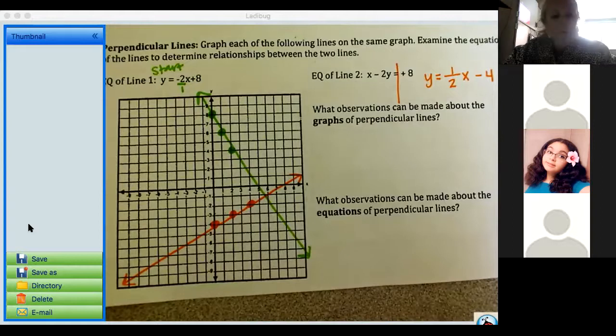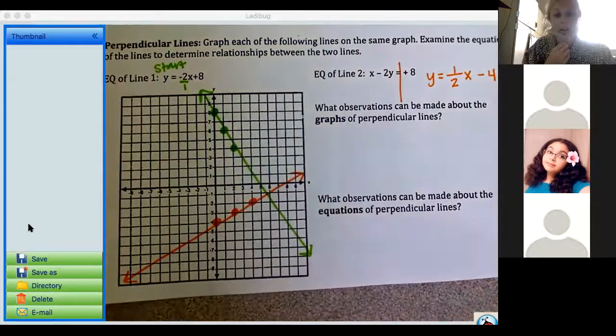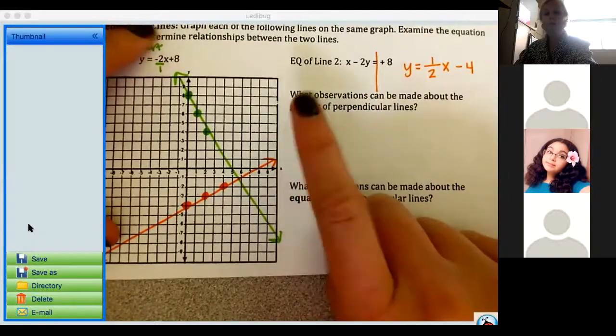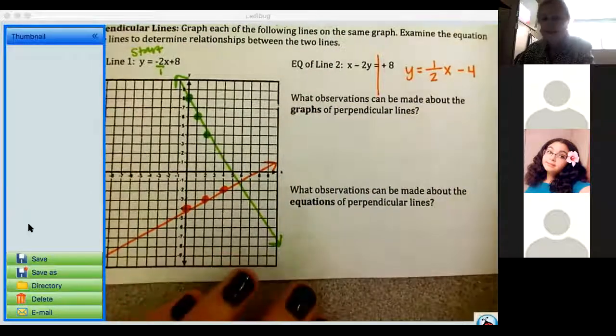All right, so while my people in class are still connected, online people, we're going to start making observations. I told you in the title, these are two perpendicular lines. So I don't want you looking at the equations yet. I just want you looking at the graphs. What do you guys notice? What do you observe? What do you see?